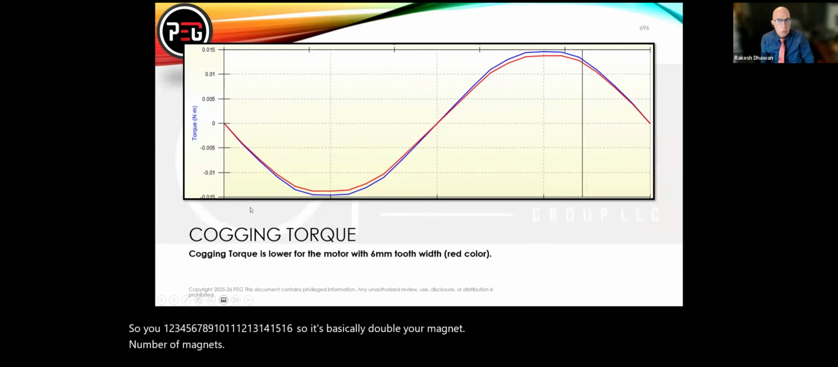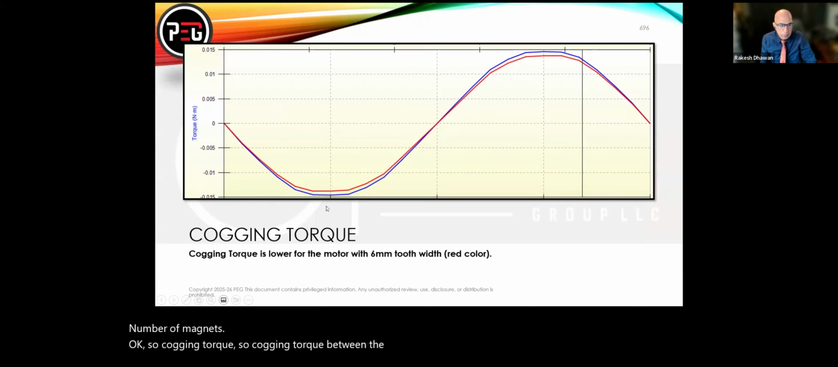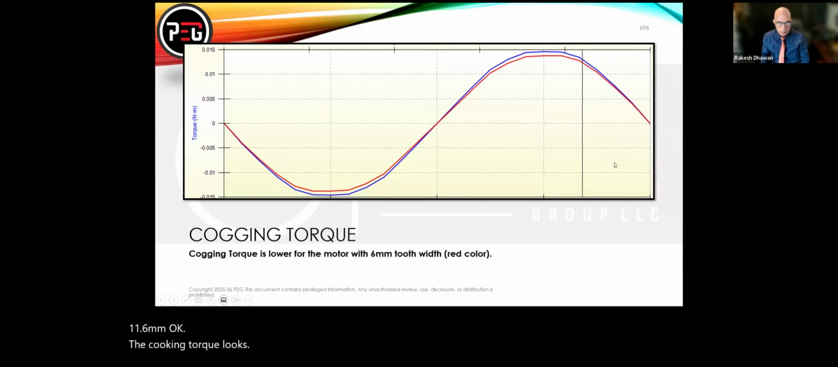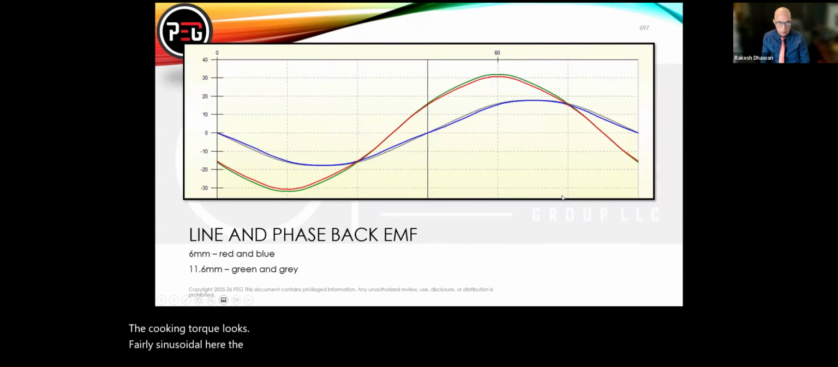Okay, so cogging torque. The cogging torque for the 6 millimeter, which is the red one, is pretty small, 0.015, and the blue one is 11.6. The cogging torque looks fairly significant here.